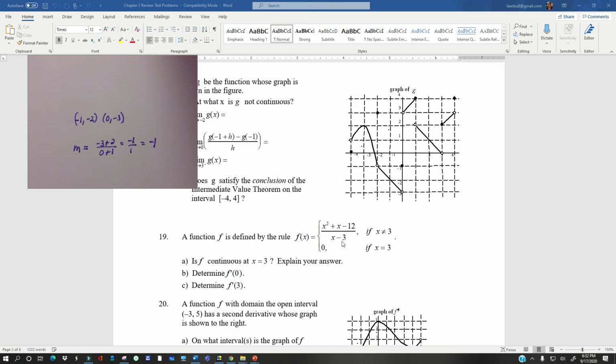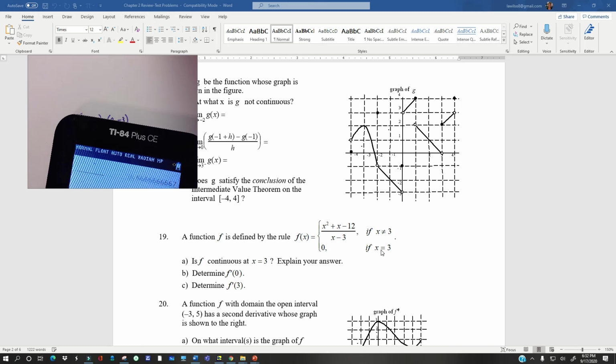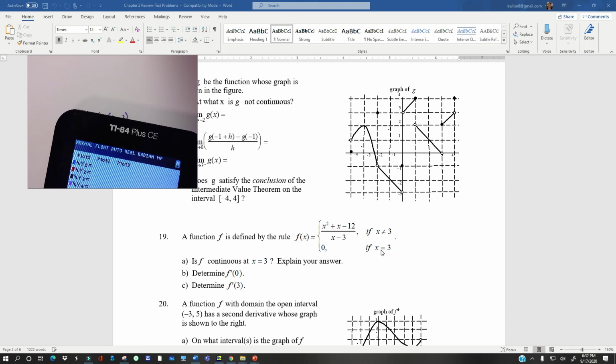The reason why this graph is in pieces is because it's a piecewise function. Now you could look at the graph. You could graph the piecewise function, so remember to put it in pieces. I'm going to do the numerator: (x squared plus x minus 12), close the parentheses, divided by (x minus 3), right?